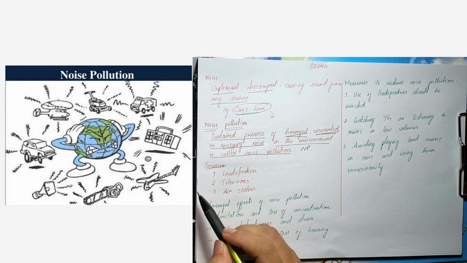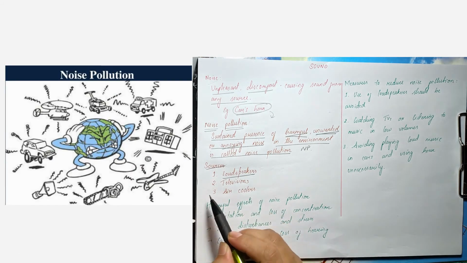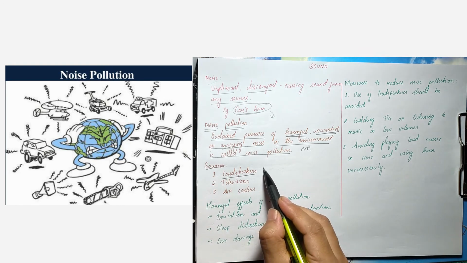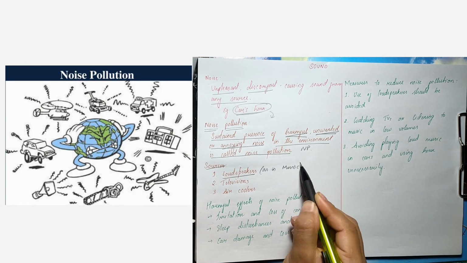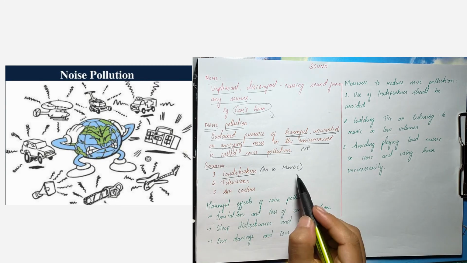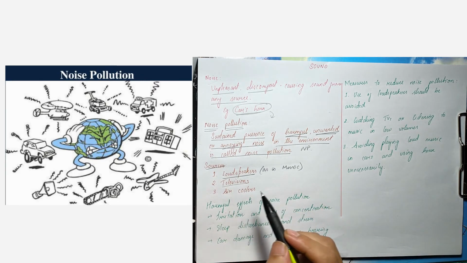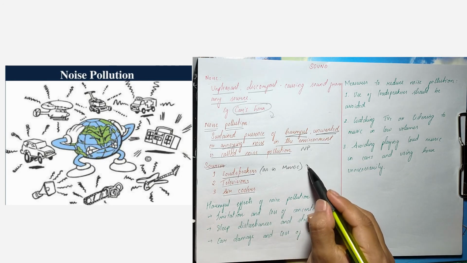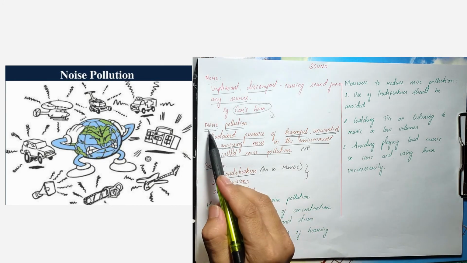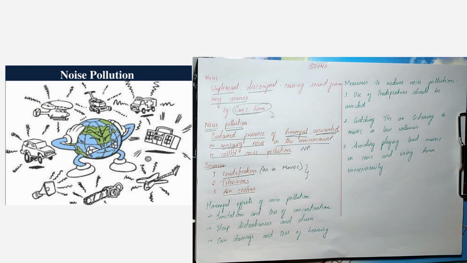Now the sources of noise pollution can be loudspeakers, as in music played on the loudspeakers at a very high volume, televisions watched at a very high volume, and air coolers. All these create noise pollution.